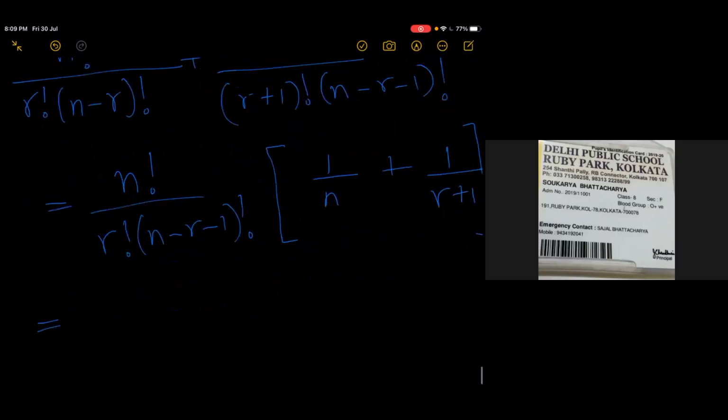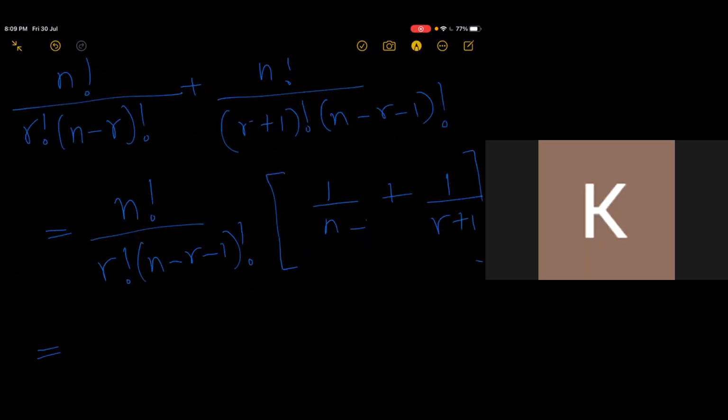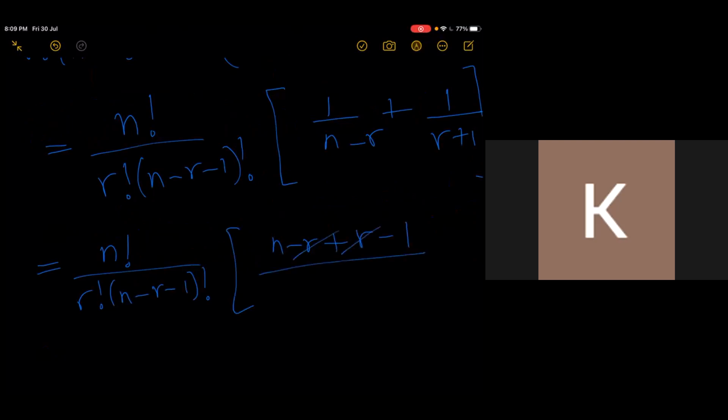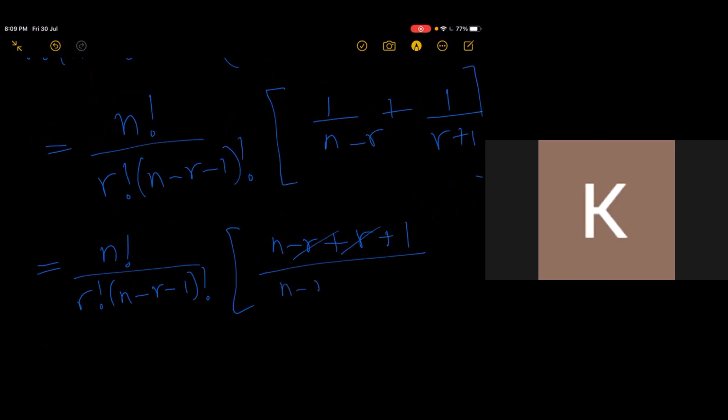First term will be n minus r. Yes, sir, n minus r. Right. Thank you. So this will be r factorial (n minus r minus 1) factorial, then n minus r plus r minus 1, r cancels. Wait. Sir, it was r plus 1. N minus r into r plus 1.